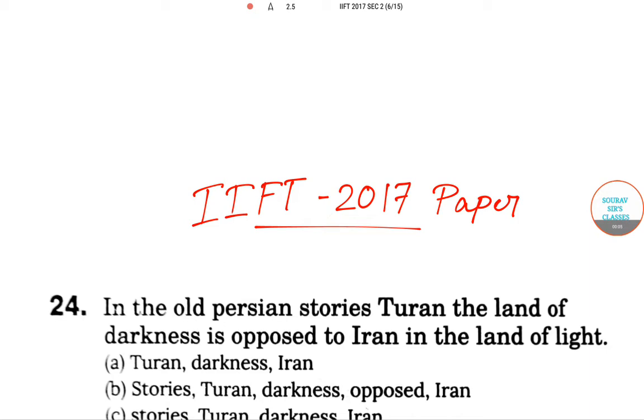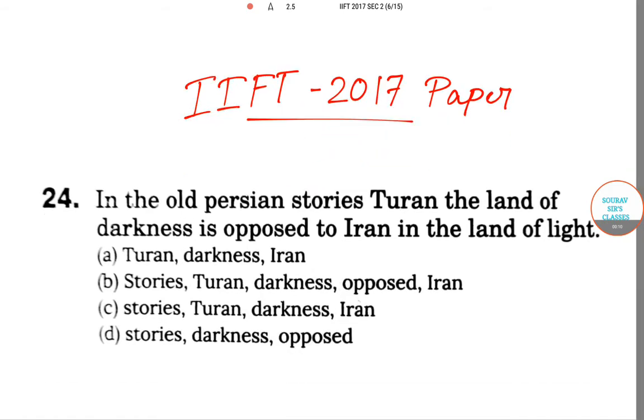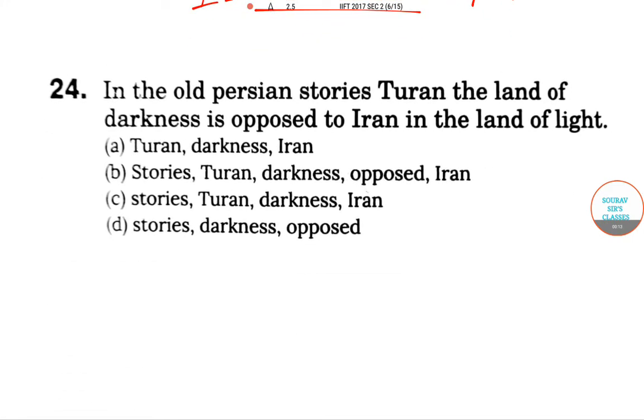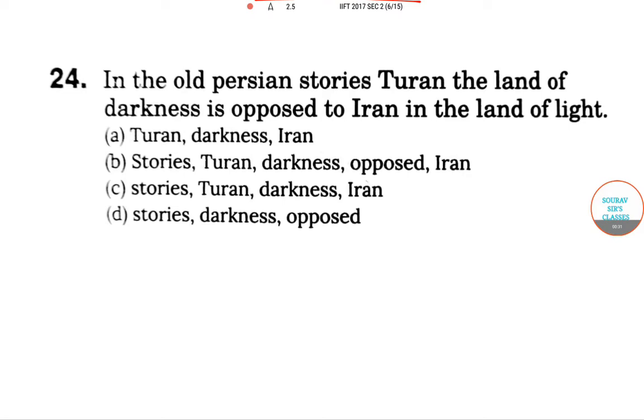Today we are going to solve the IIT question paper of 2017, and here we are given a set of questions. We have to solve these questions. So in this section we are asked to insert commas. We have to insert commas wherever necessary in the following sentences and identify the words sequentially after which commas will be inserted. So here is our first question, and the question is: in the old Persian stories, Turan, the land of darkness, is opposed to Iran, the land of lights. So we have to find out where we can put the commas.